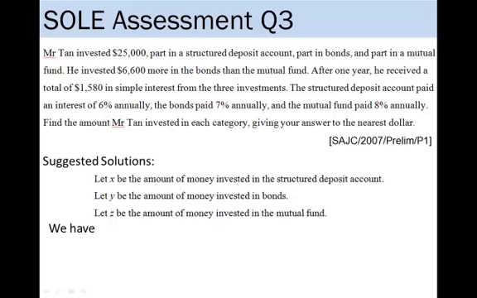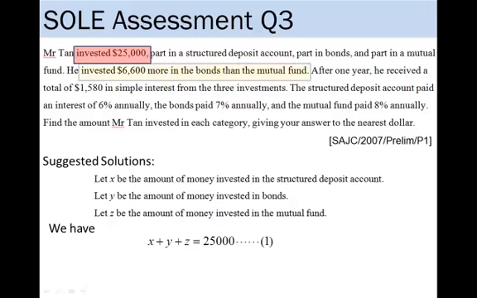So the first equation comes from the fact that he invested $25,000 in total. That gives us X plus Y plus Z equals 25,000. The next piece of information, that he invested $6,600 more in the bonds than the mutual fund, will allow us to form the equation Y minus Z equals 6,600.